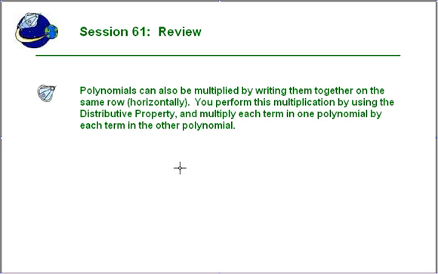Lastly, as review, polynomials can be multiplied by writing them together on the same row, or horizontally, and you perform this multiplication by using the distributive property and multiplying each term in one polynomial by each term in the other one. That'll finish up session 61.